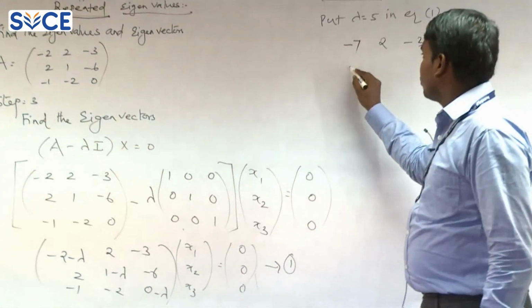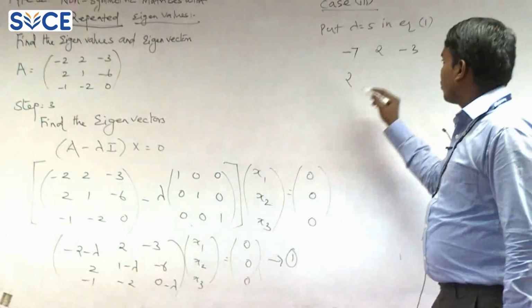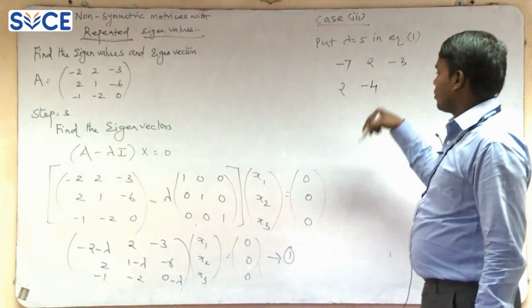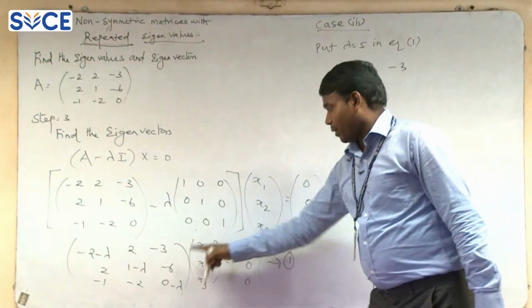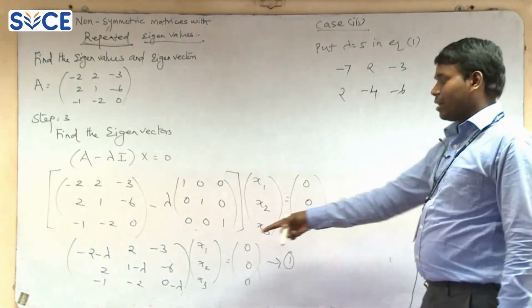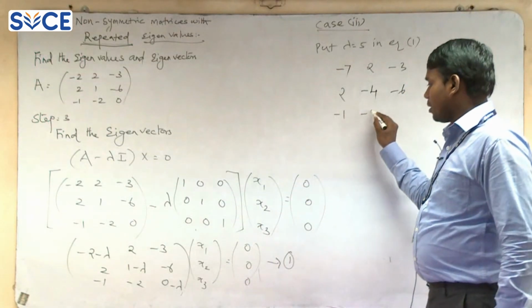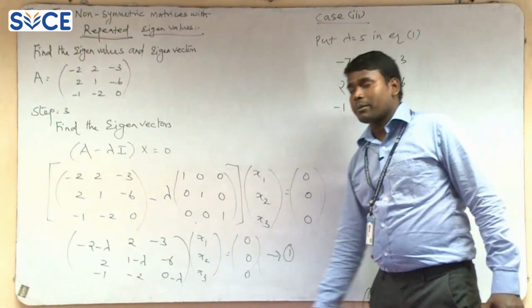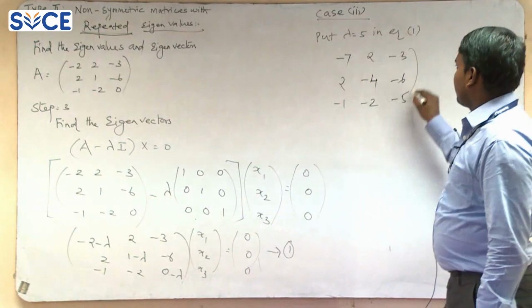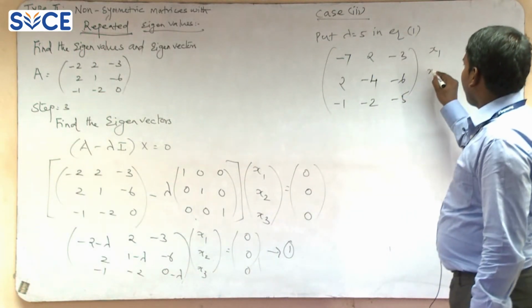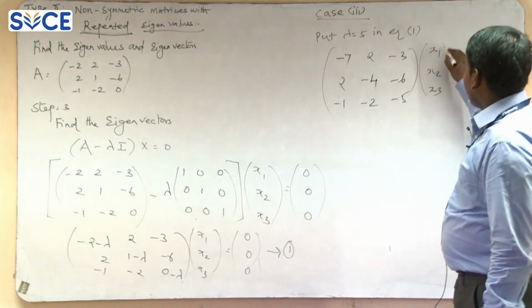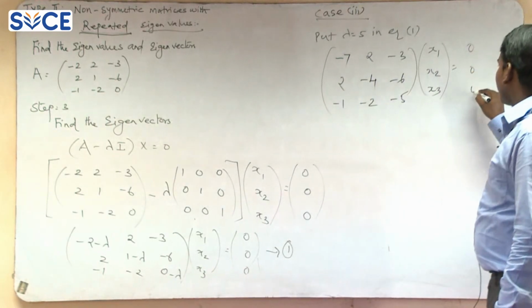Here 2, 1 minus lambda. So 1 minus 5 becomes minus 4. Next one minus 6. The last row is minus 1, minus 2, 0 minus lambda, that is minus 5, into x1, x2, x3 equal to 0, 0, 0.